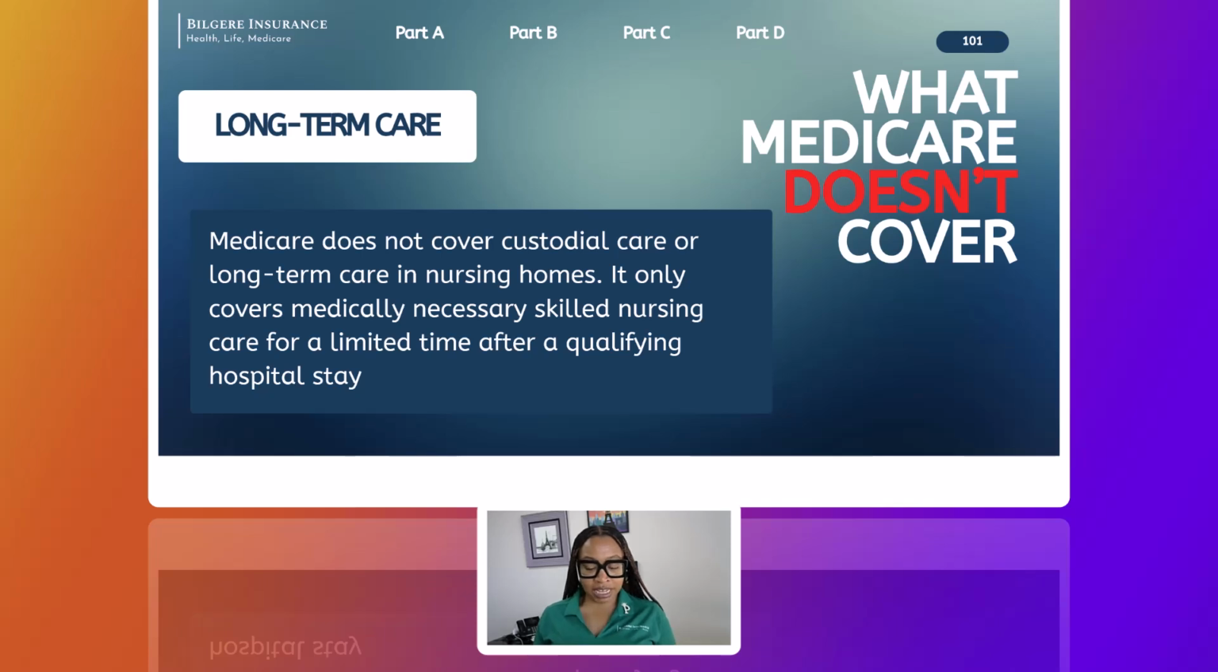Think about if you're staying at home. We have Mrs. Johnson here. She's 78. She lives alone and has arthritis. A home health aide visits daily to help with bathing, light housekeeping, and reminders. It helps her to keep her independence. Now that is something that's not going to be covered by Medicare. Let's go over a different scenario.